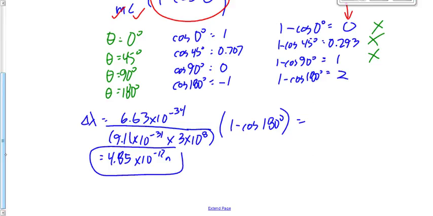Biggest we can get, if it comes back exactly opposite at 180 degrees, the biggest we can get is 4.85 times 10 to the minus 12 meters for delta lambda.